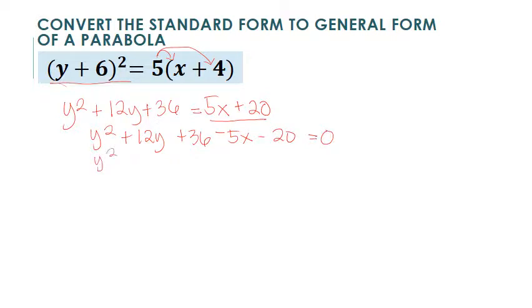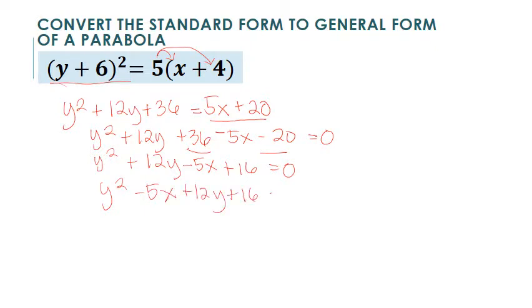y squared plus 12y minus 5x. 36 minus 20 is 16 equals 0. Okay, ayos lang natin. Yan. So, this is the general form.